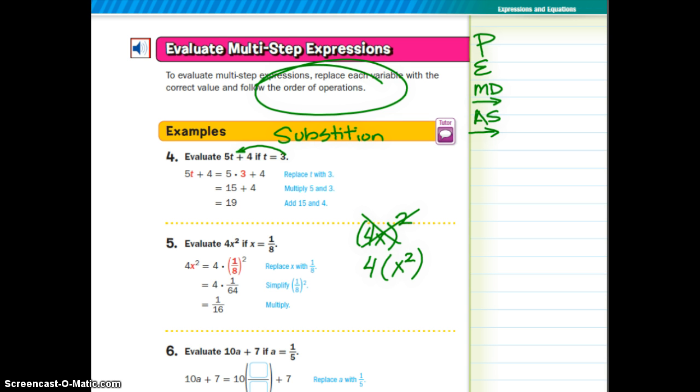So I have 4 times 1/8 squared. And we know that 1/8 squared is writing 1/8 times 1/8, which is 1/64. Then I look for a relationship. 4 goes into 64 16 times, and I get the answer of 1/16.